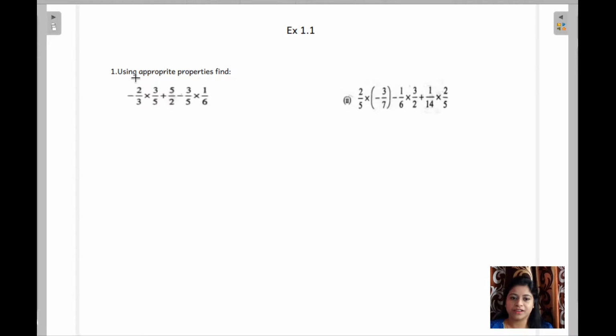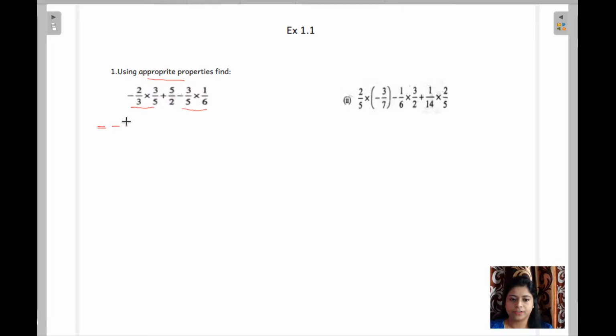Number 1. Using appropriate properties, find. The question is given here, we have to use the appropriate property to solve the particular sum. Here it is given: minus 2 by 3 multiplied by 3 by 5 plus 5 by 2 minus 3 by 5 multiplied by 1 by 6. As we can see, the first term and the last term have a common number, 3 by 5 and 3 by 5. So that's why we will write these terms together.